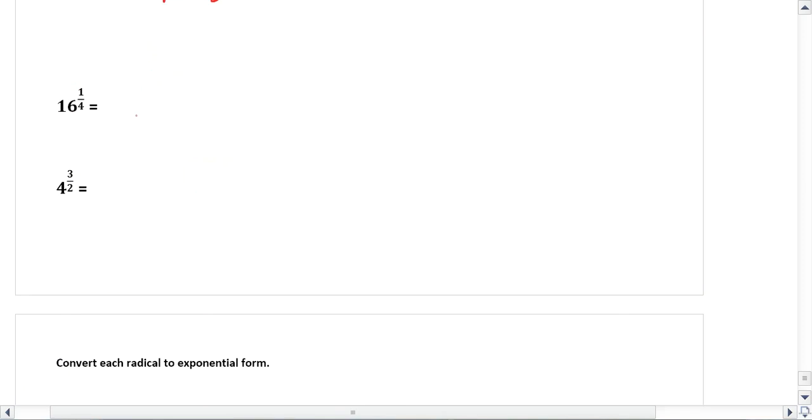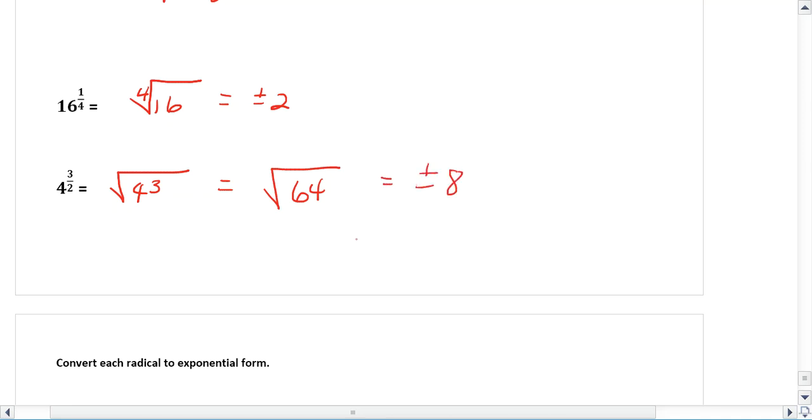16 to the 1/4 power would become the fourth root of 16. And I don't know if you recognize it, but 16 is a perfect fourth, and this would be plus minus 2. We weren't asked to do that. I'm just going the extra mile for you. 4 to the 3/2 power, again, the root is the denominator, so it's the square root of 4 to the 3rd. 4 to the 3rd, if you did that on your calculator or you knew that, was 64. And so this becomes plus minus 8.